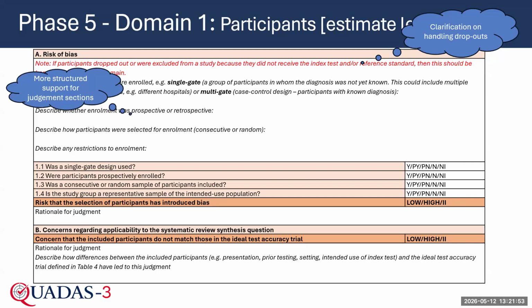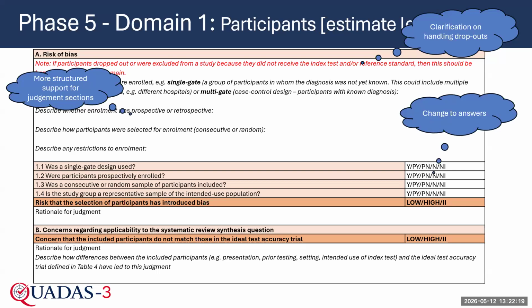We've got these what we call support for judgment sections, and they're a little bit more structured and link more clearly to the signalling questions, which are these questions down here, 1.1, 1.2, 1.3, etc. So we're describing how participants were selected, we're describing any restrictions to enrolment. So we're taking out that information that we're going to be using to answer the signalling questions.